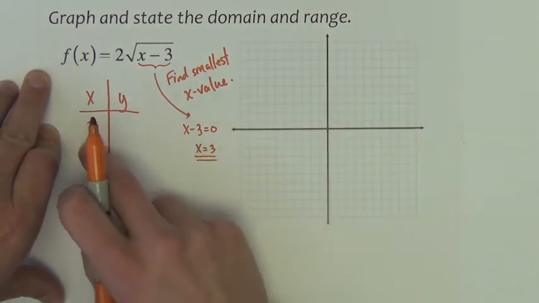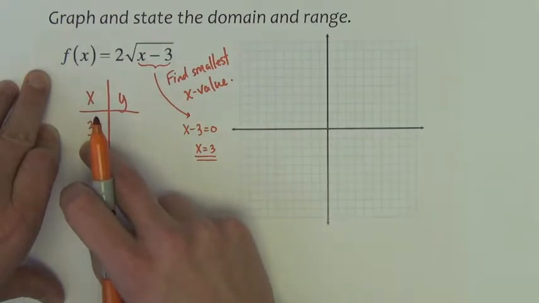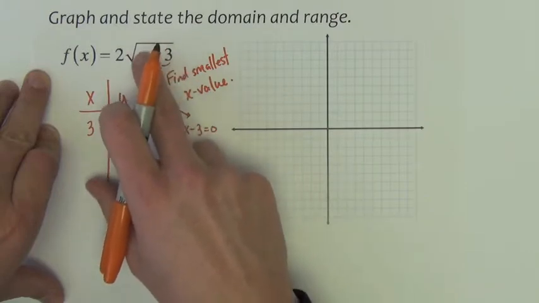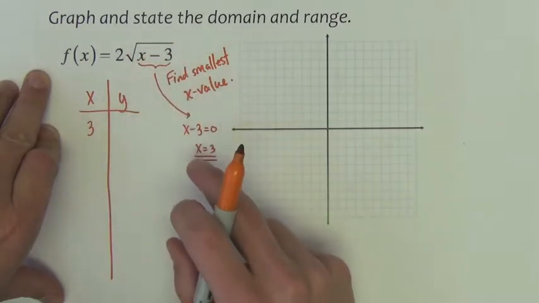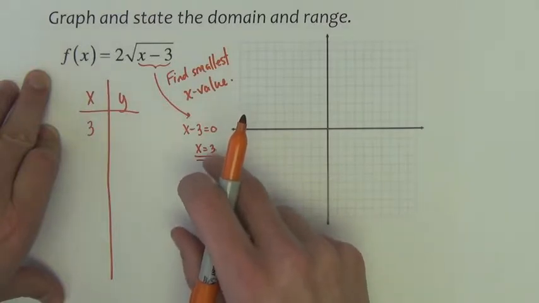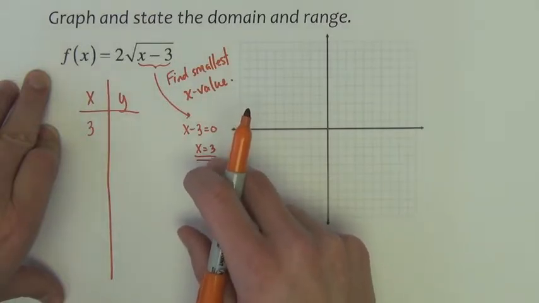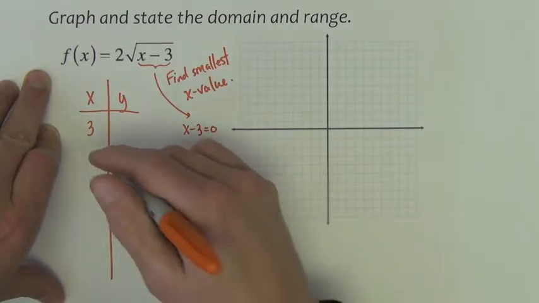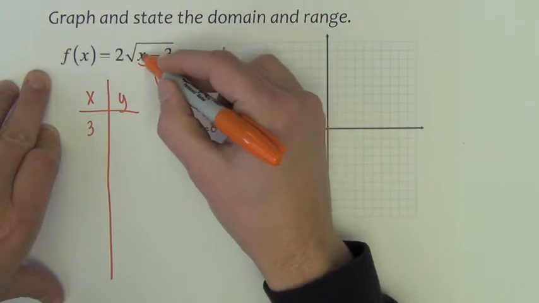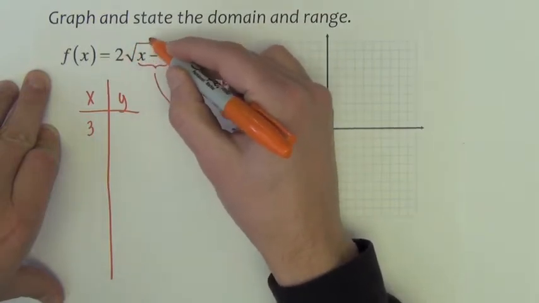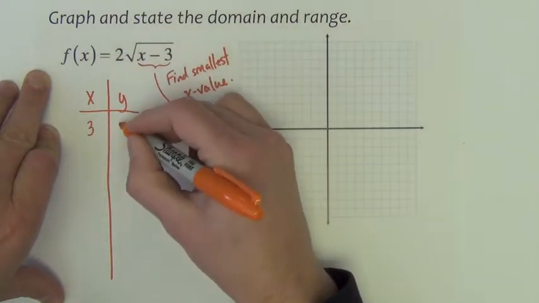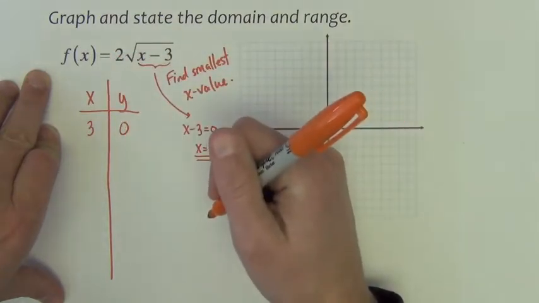If I choose any x value smaller than 3, say 2, and put in for the x, well, that makes the square root of a negative number, which I can't do. This ensures that I find the smallest value that would not result in a negative under the square root. So I start with 3. Okay, so plug in for x. 3 minus 3 makes 0. Square root of 0 is 0, and 0 times 2 is still 0.